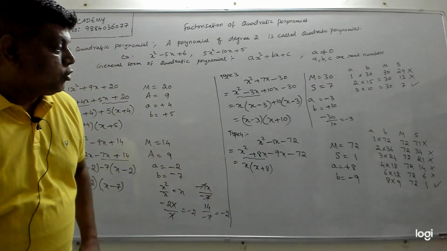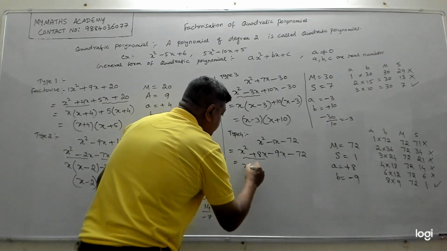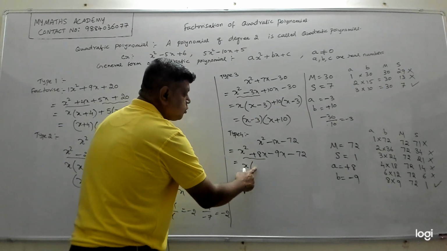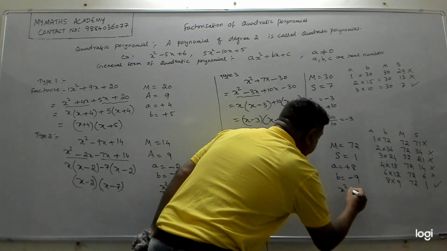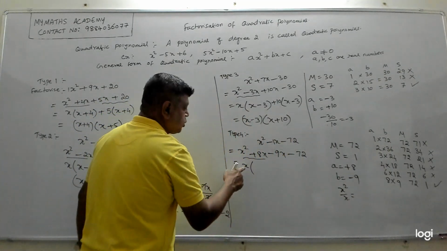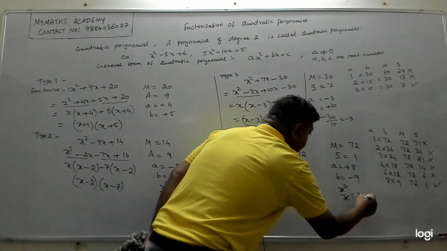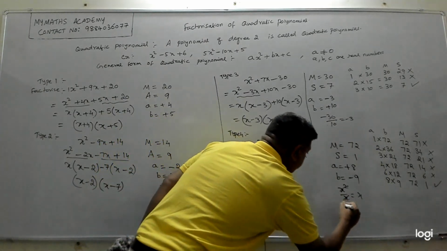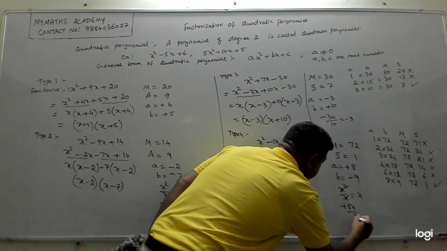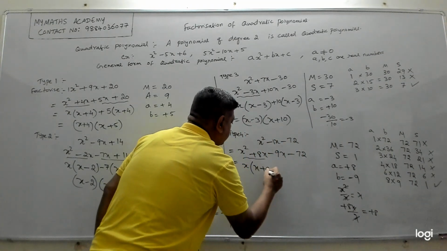As I told you, if you don't know what to write here, suppose we know that x is present in both, so we have taken x. Then you should divide this x square by x. What is x square by x? X square by the one that you are taking common, x, will give you x. Then plus 8x by x, x will go, you get plus 8. So we put that plus 8 and close.